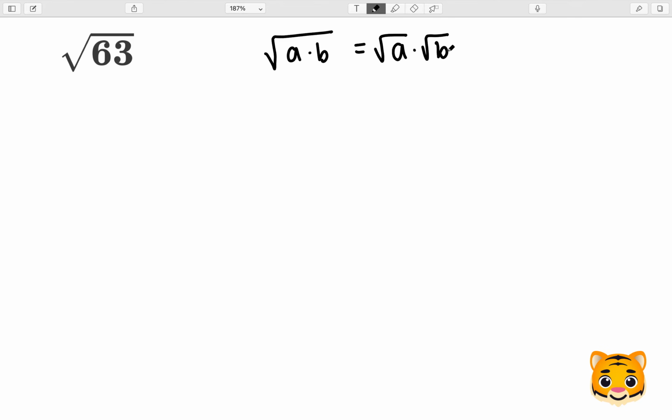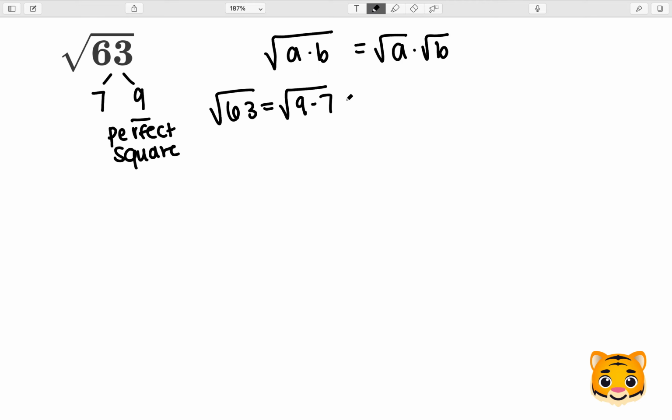In order to apply this to the square root of 63, we must first look at the factors of 63. While there are a few factors of 63, the ones I'm choosing to use are 9 and 7, because 9 is a perfect square. And perfect squares are very important when simplifying square roots. Now we can rewrite the square root of 63 as the square root of 9 times 7.